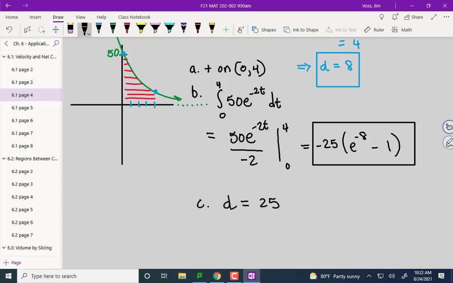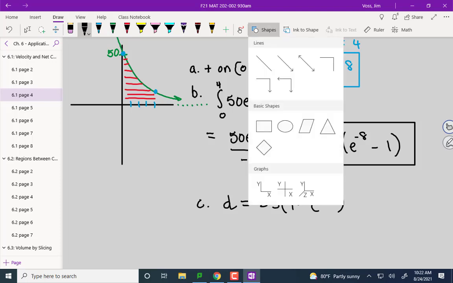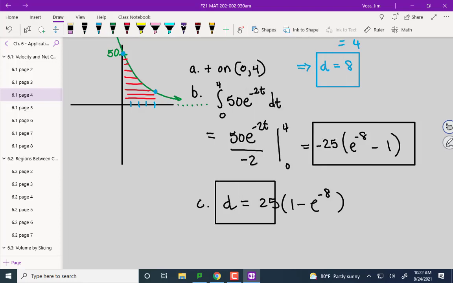And here, I don't like that negative out in front. Makes me feel like the distance is negative, even though it's not. The distance traveled, so I'll just distribute the minus, write it that way. And that will be our distance traveled.